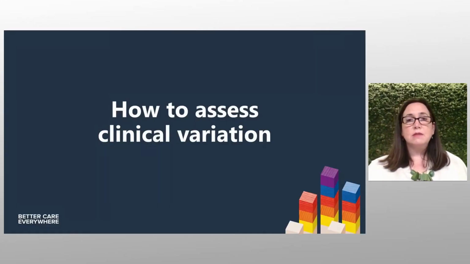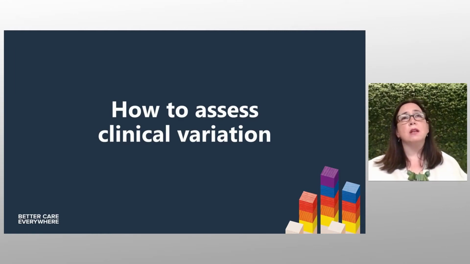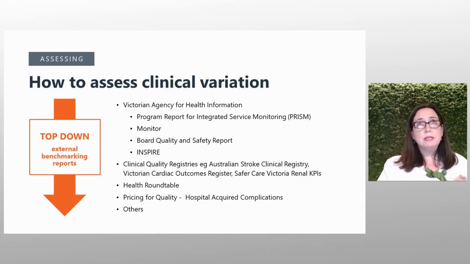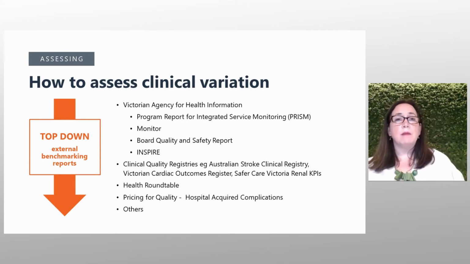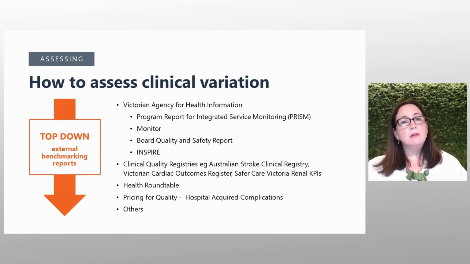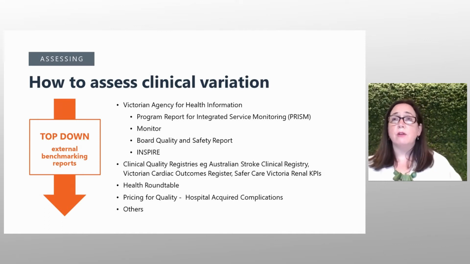So the next step is identifying how to assess clinical variation. The first part of this is looking to the data that's available, and in my mind, this forms into two broad categories. One is a top-down approach, and the other is bottom-up, which I'll come to on the next slide. The top-down approach consists of benchmarked external data. Some examples are listed there, but I'll pay particular attention to clinical quality registries, as this has been an area of focus for us at Alfred Health over the last 3 to 4 years.